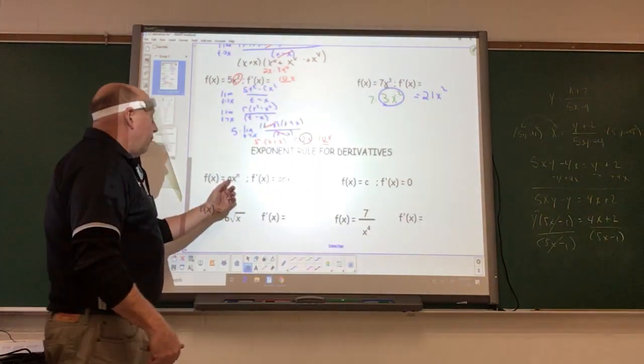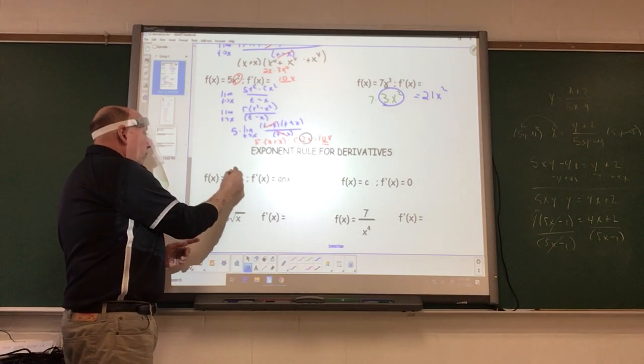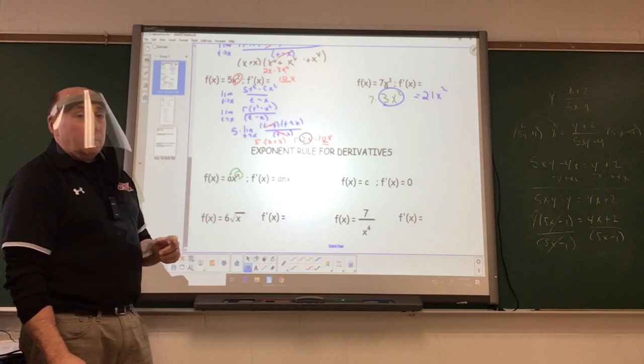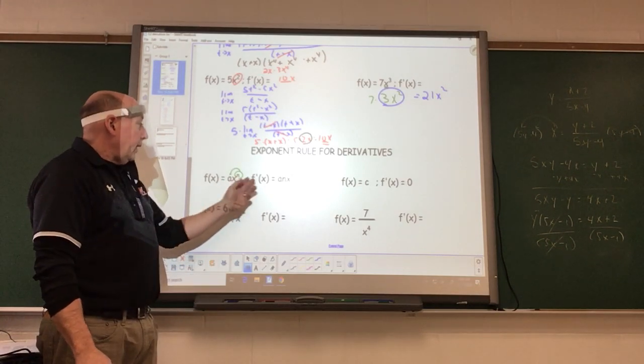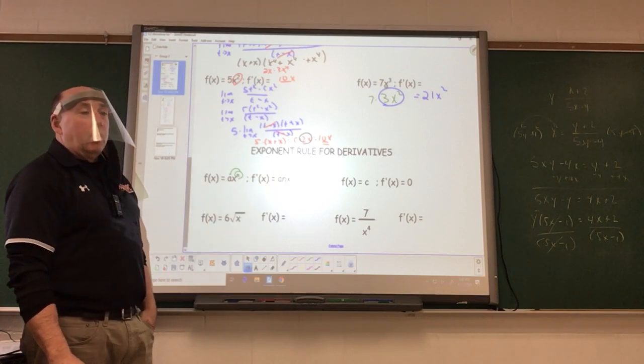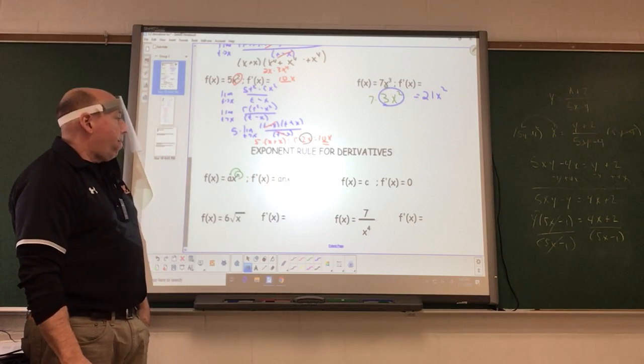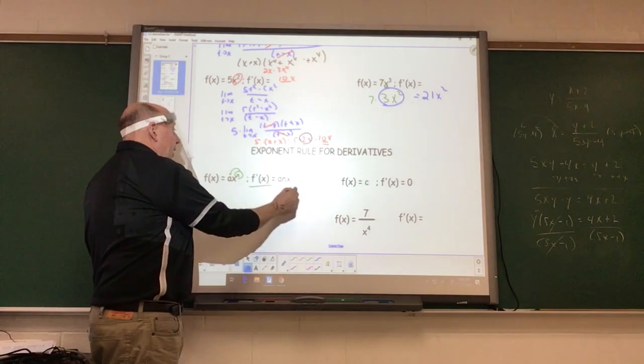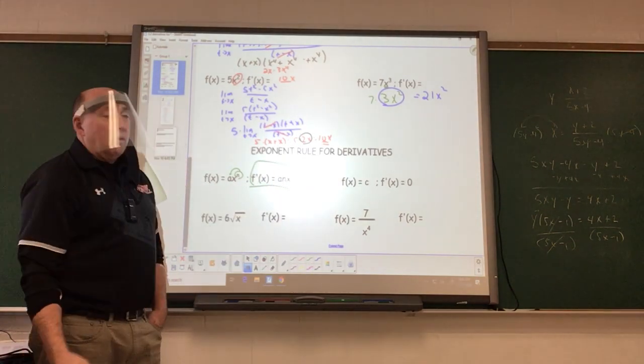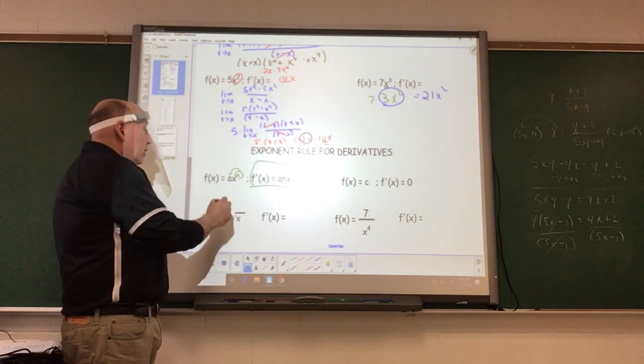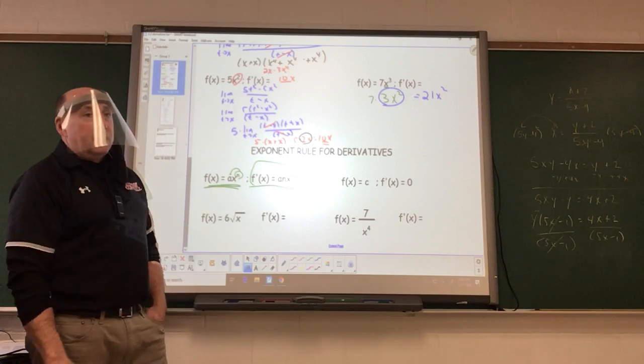So if I have a coefficient here, we take our coefficient, multiply our exponent to our coefficient, and subtract 1 from our exponent. This is your exponent rule for derivatives. But you need to be in the form of a x to the nth power.